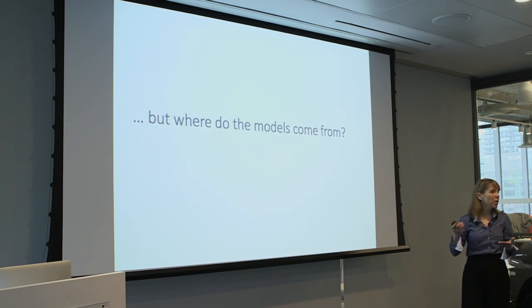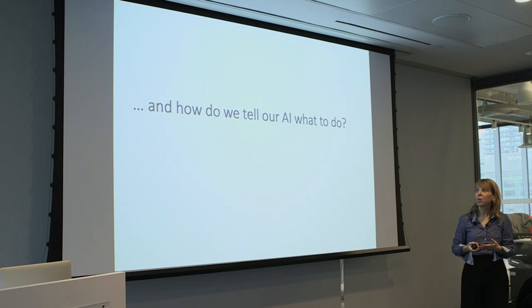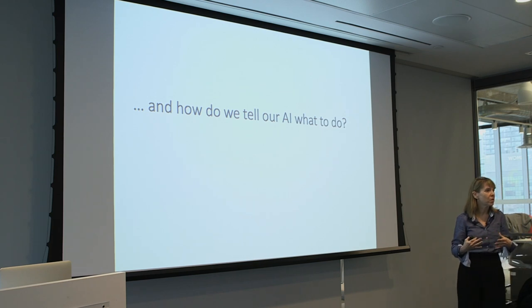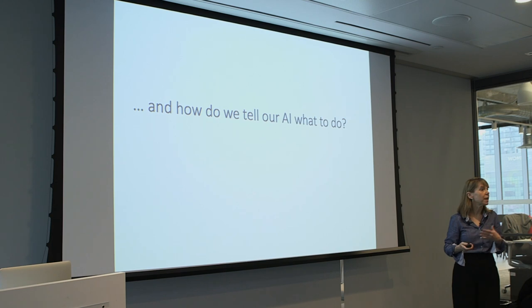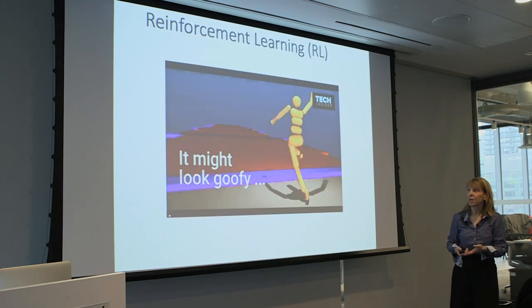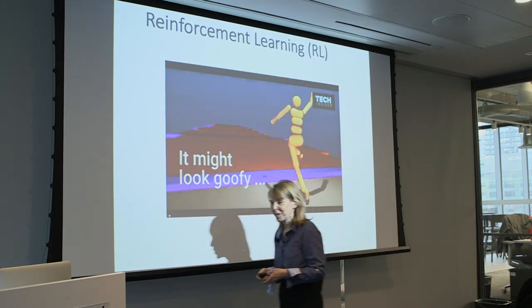We don't always know the models, and when we do write down models, they may not be exact, they may not be reliable. And more importantly, how do we tell our AI what to do? How does our AI come to be aligned with our values or aligned with the values of the task that it's meant to be performing? How does it learn what it's meant to be doing? So enter reinforcement learning, of course.